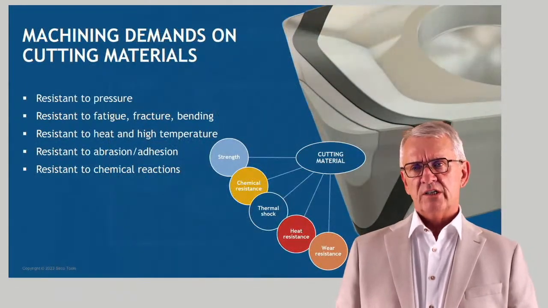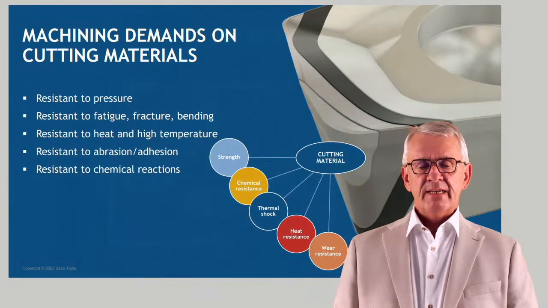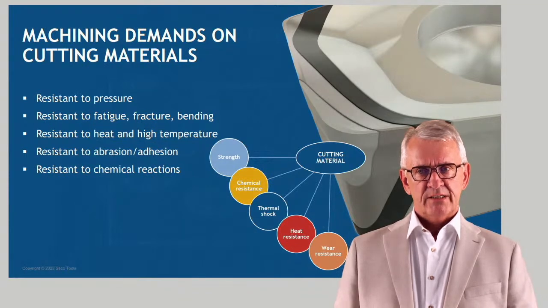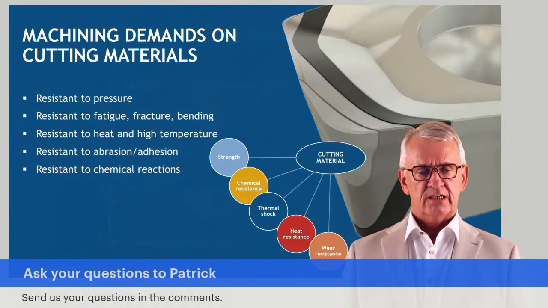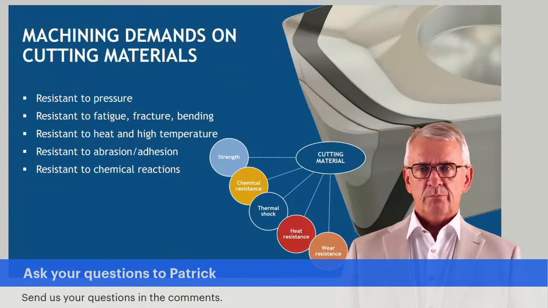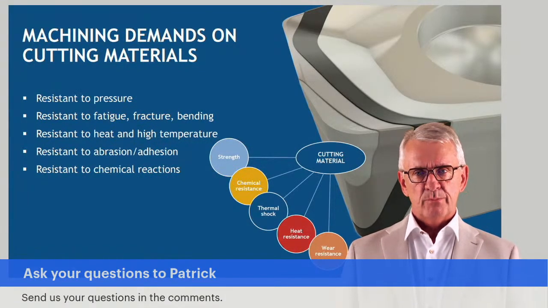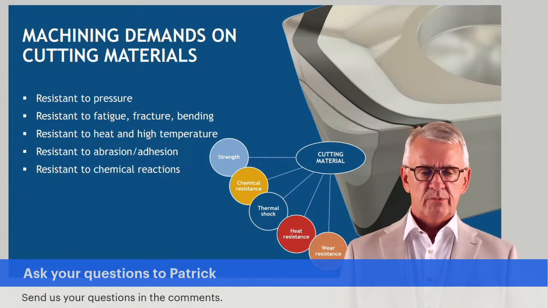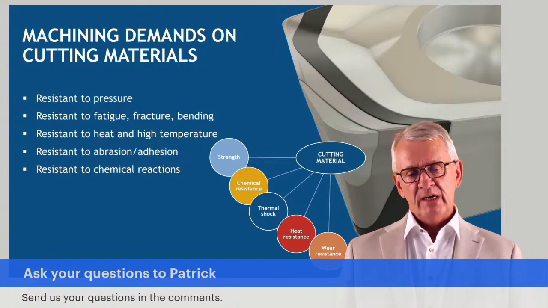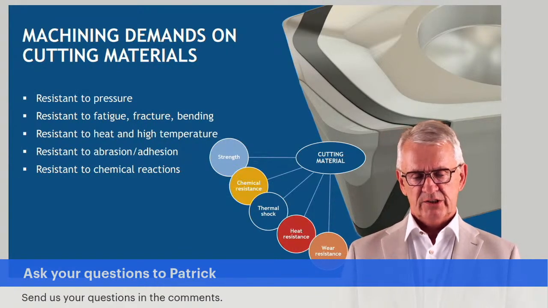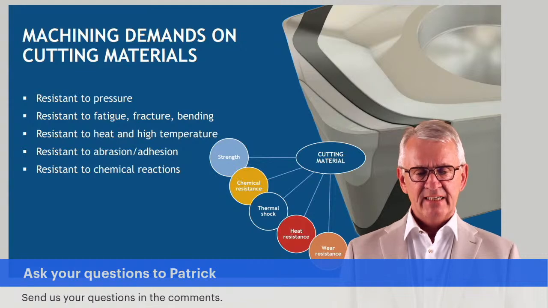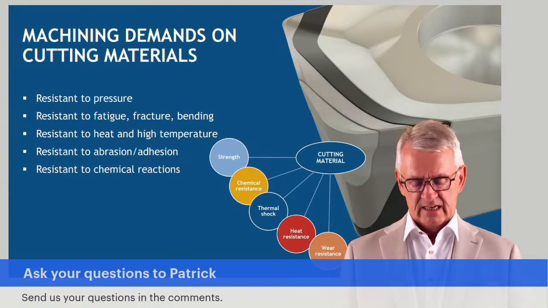Now, if you look at a cutting edge today, during machining it is submitted to quite a lot of physical phenomena, and it needs resistance against quite a lot of things. It needs resistance against pressure, fatigue, fracture, bending, resistance to heat and high temperatures, to abrasion and adhesion, to chemical reactions, and so on. And that means that metallurgists try to combine certain materials to find possibilities to take care of all of this.